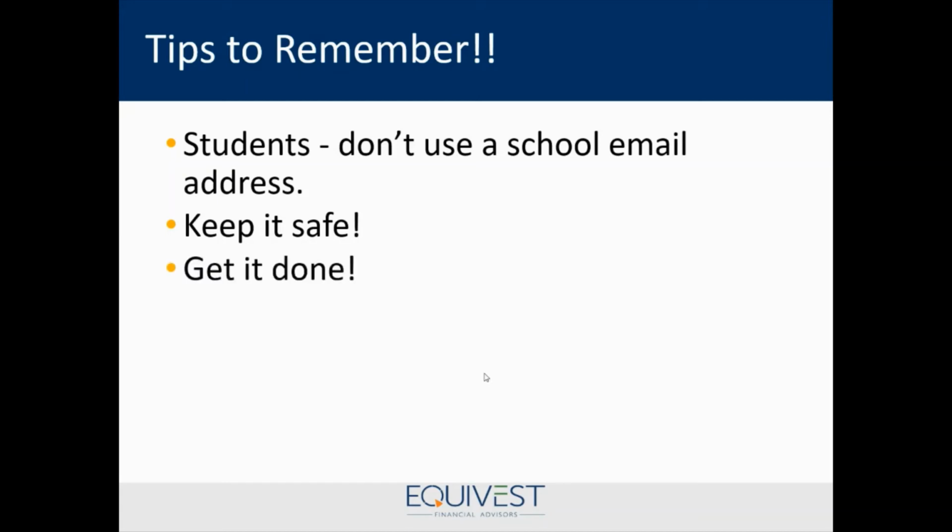The last tip is to go get your FSA ID as soon as possible. You don't have to wait until the FAFSA is available to actually get your FSA ID. So you and your student can go to fsaid.ed.gov right away, both get your FSA IDs, and check that box so that you're ready come October 1st when the FAFSA application becomes available, so that way you're ready to go.